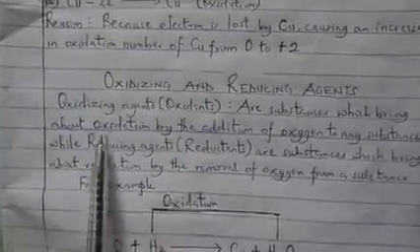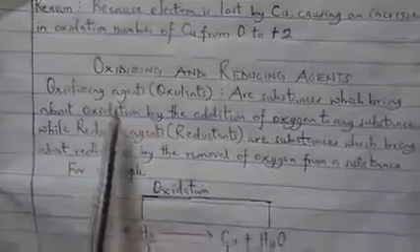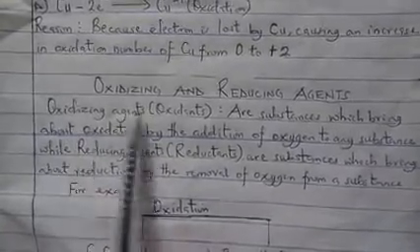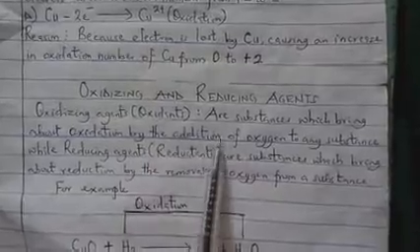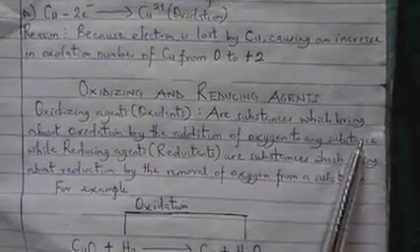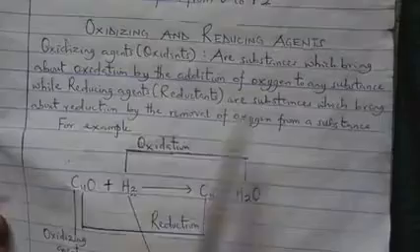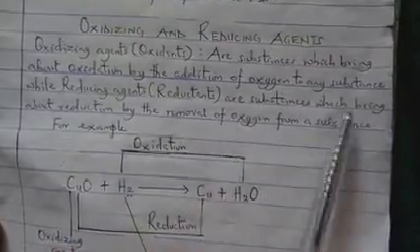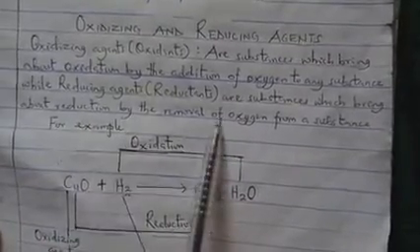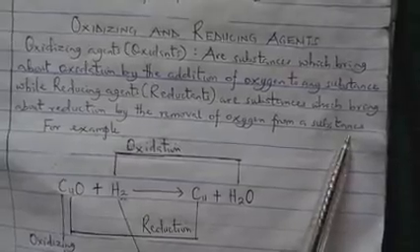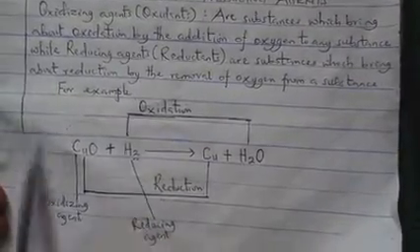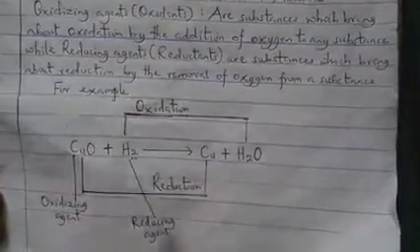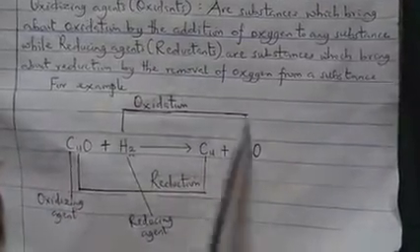Now, let's go to oxidizing and reducing agents. Oxidizing agents are substances which bring about oxidation by the addition of oxygen to any substance, while reducing agents are substances which bring about reduction by the removal of oxygen from the substance. You may not understand this until you see this flow chart. I call it flow chart.